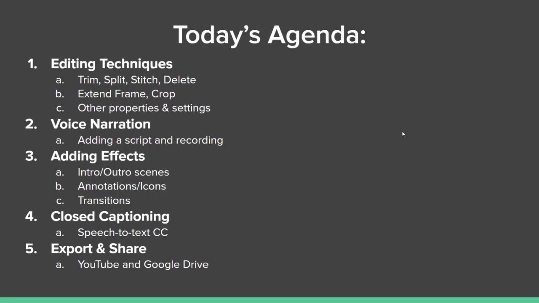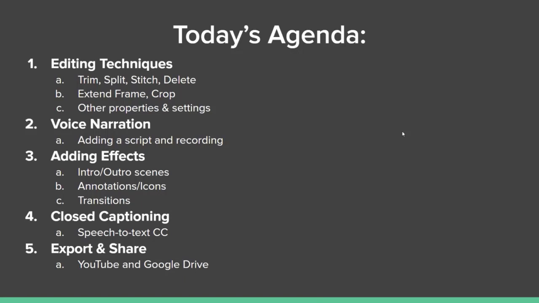And then I'll walk us through how to include a voice narration, so where you could add a script and where you would go to record that narration. And then we will walk into some of the different effects that you can add, such as intro and outro scenes, annotations, transitions, some of those effects. And then I will walk us through how to add closed captioning for accessibility purposes. That's going to be on your later end of the video creation.